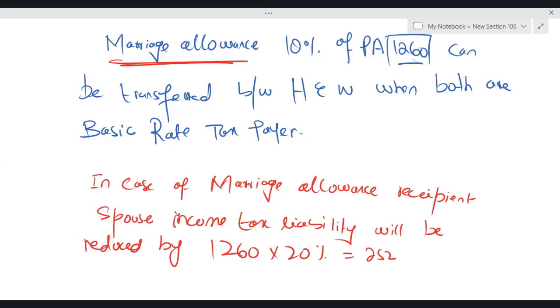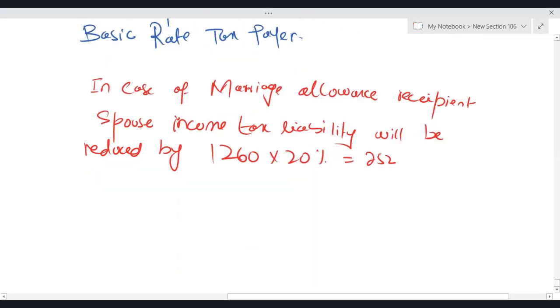For example, let's say one spouse has utilized nearly all of the personal allowance, only 60 is left. You cannot transfer 60. Either you are going to transfer 1260 exact amount or zero amount. If someone wants to get marriage allowance, then exactly 1260 will be transferred. You cannot transfer less than that. You cannot transfer more than that.